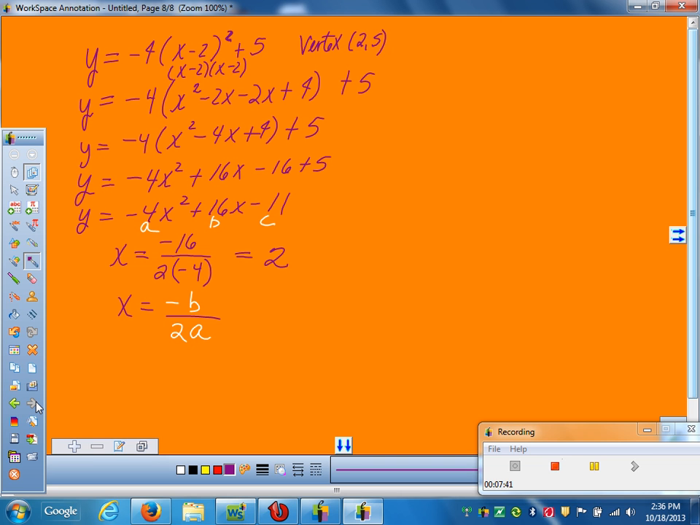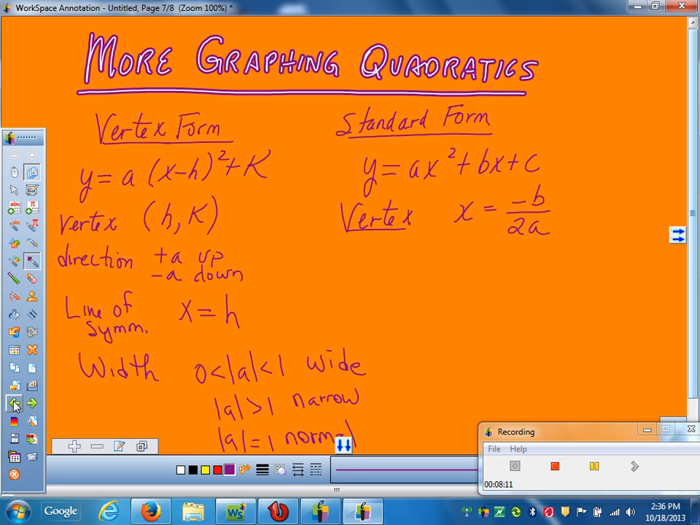But if you know x, can't you just fill it in? You'd find y. I can just fill in x right here, and I'll find out what y is. So all you have to do when you want the y-coordinate is just sub the x-coordinate into the equation. That's all it takes. So you have to remember the negative b over 2a, but then it's just a matter of subbing the number in, and you'll get your y-coordinate.